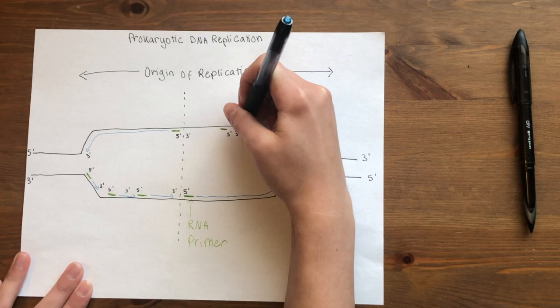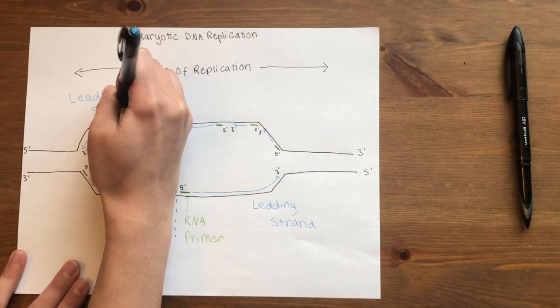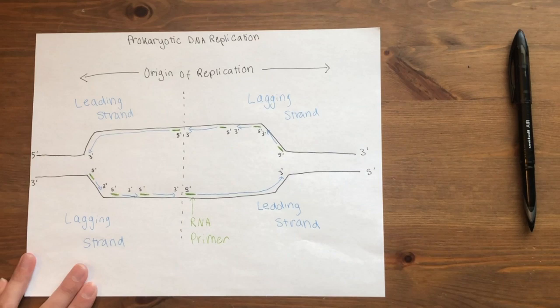The leading strands are synthesized continuously. The lagging strands are synthesized discontinuously, and the small pieces of DNA in the lagging strands are called Okazaki fragments.